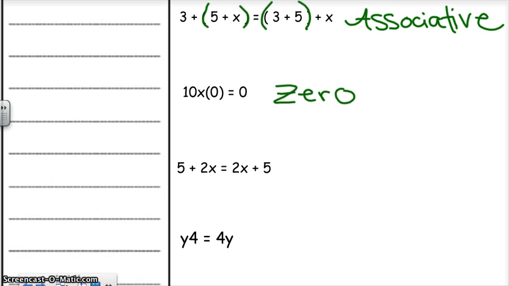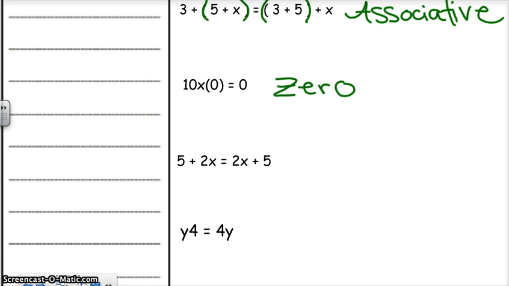5 plus 2x equals 2x plus 5. What's that? Yep, commutative. I flip the terms. So again, I'm comparing. I have 5 first here, second here. I flipped them. I switched the terms. Commutative.